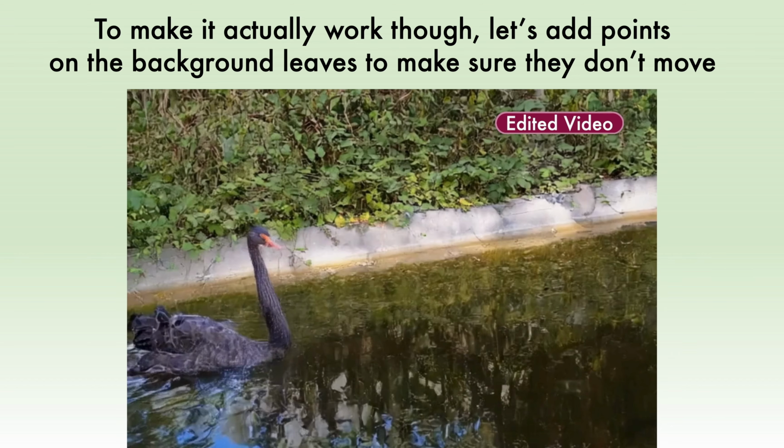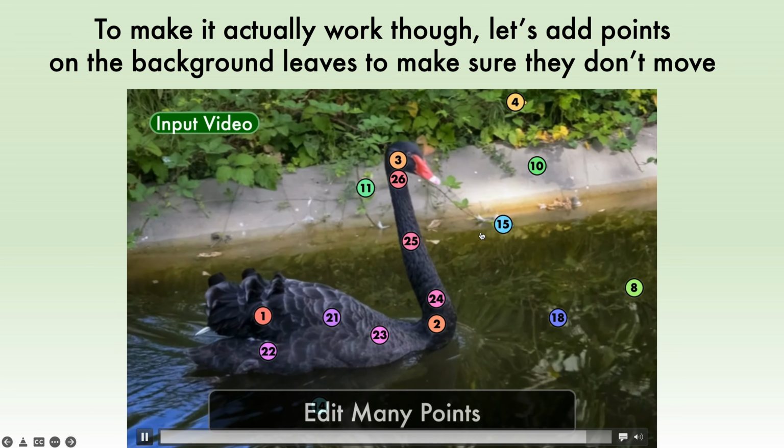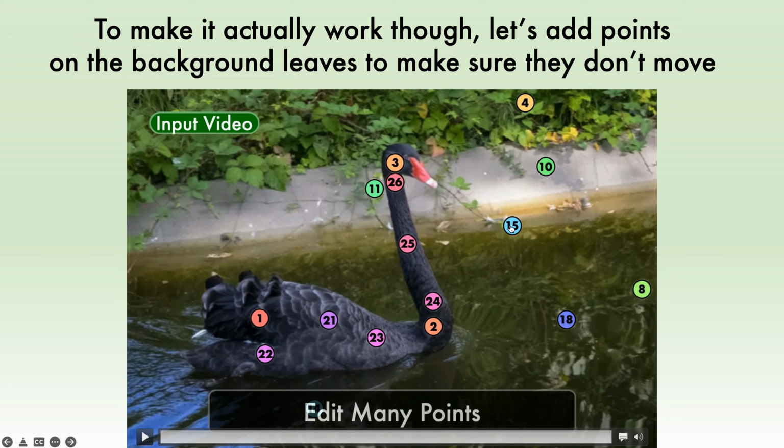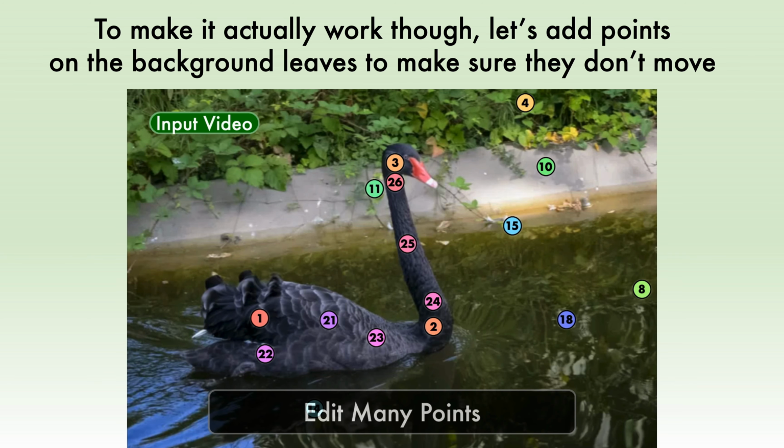Like before, to make it actually work, we're going to need more points. So we're going to add some points onto the background. And more points on the swan. Note that some points, like point number 15, momentarily disappear as the swan passes through them. When a point disappears, it means it's been occluded or isn't visible. This is an important input cue for our algorithm. So now that we've used this to fix the camera in place, this is the full edit that we need to make to zoom out from this one.